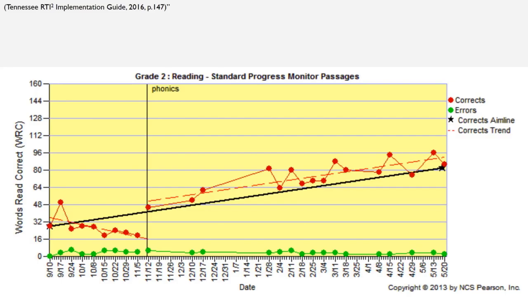And I think an interesting point about this is they didn't raise his level of RTI. They didn't move him to tier three. He didn't need special education. He just needed the intervention that was appropriate for him. So I think it speaks to the value of matching the intervention to their area of deficit. He didn't need more intervention. He just needed the right intervention.